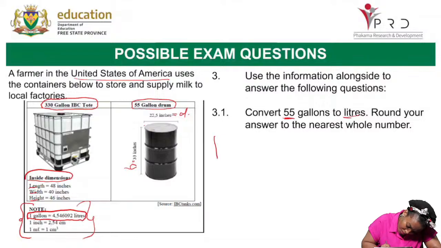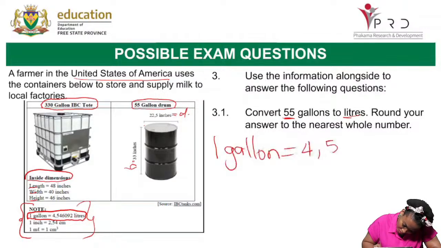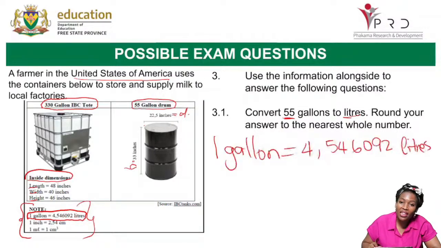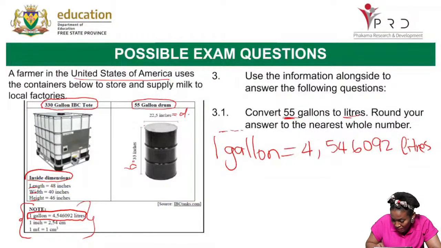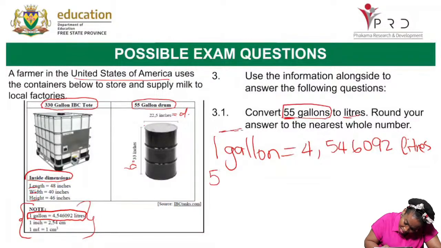What is the conversion factor? They say 1 gallon is equivalent to 4.546092 liters. You don't round off. You work with it as it is. You don't round it off. And then since we put the gallons this side, the 55 gallons that we want, we are also going to put it on the left hand side. So we will write 55 gallons here.